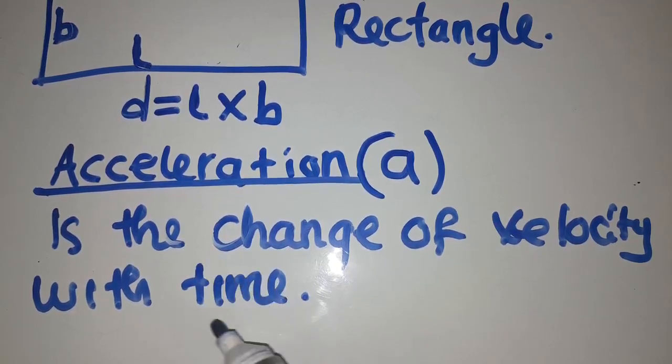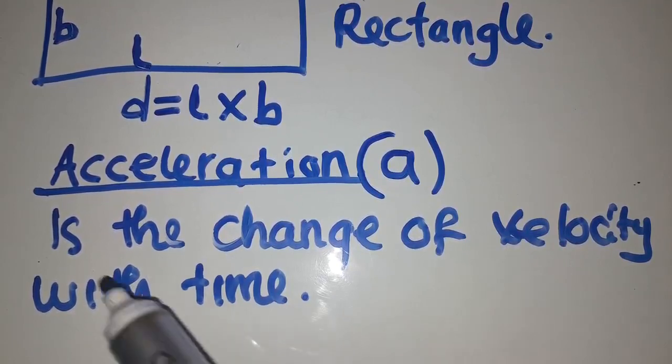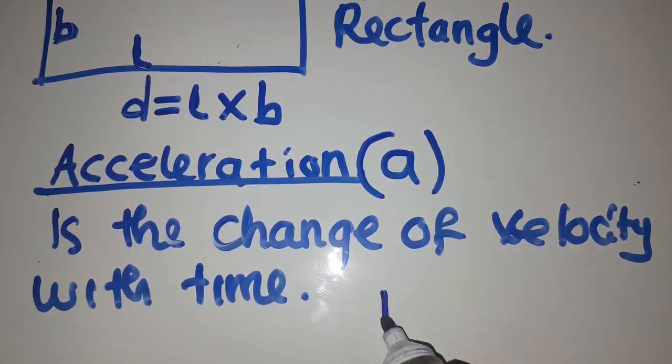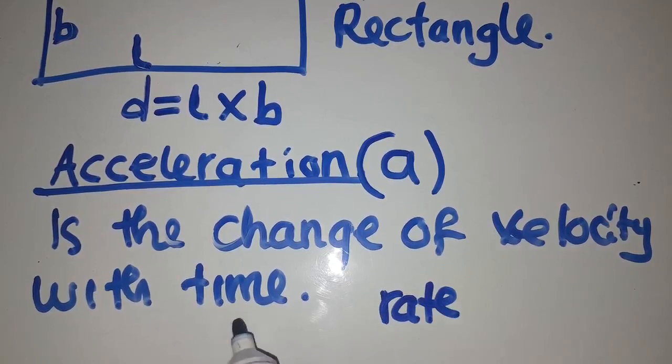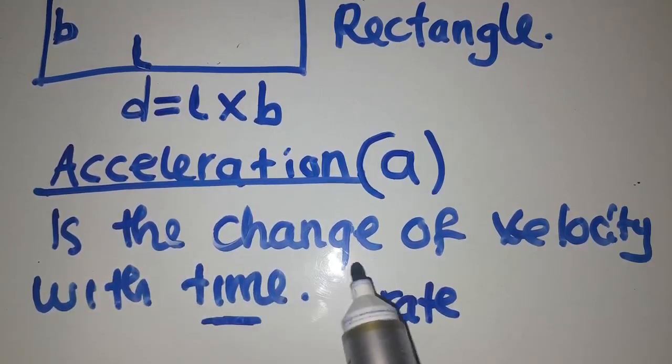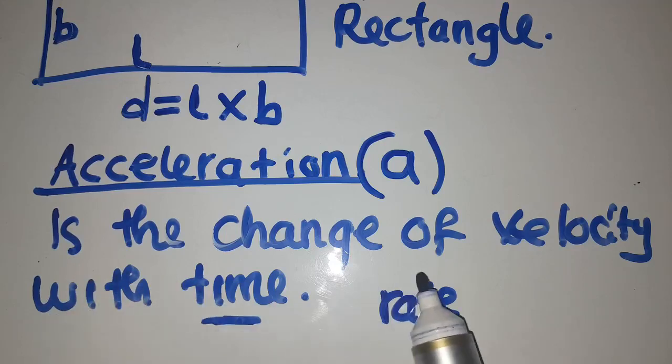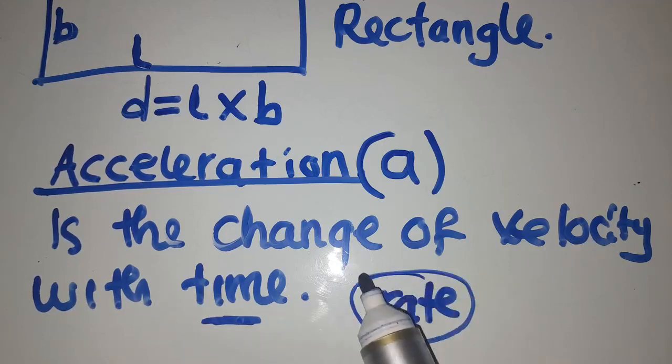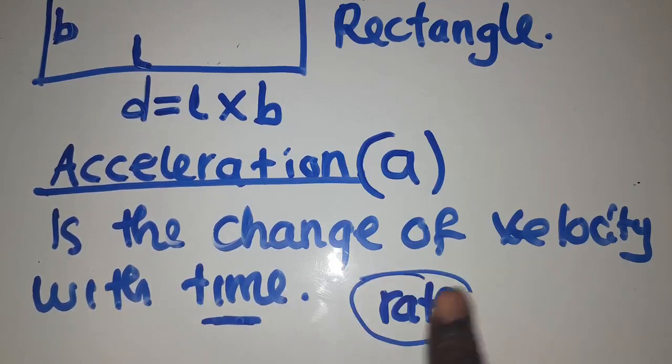So if I don't want to use time in my definition, I'll just say it is the rate. When you use the word rate, you don't need to include the word time. You just say acceleration is the change of velocity with time. That's how you get to define acceleration. When you put the word rate, you just say it is the rate of change of velocity. Hope you've seen the two definitions.